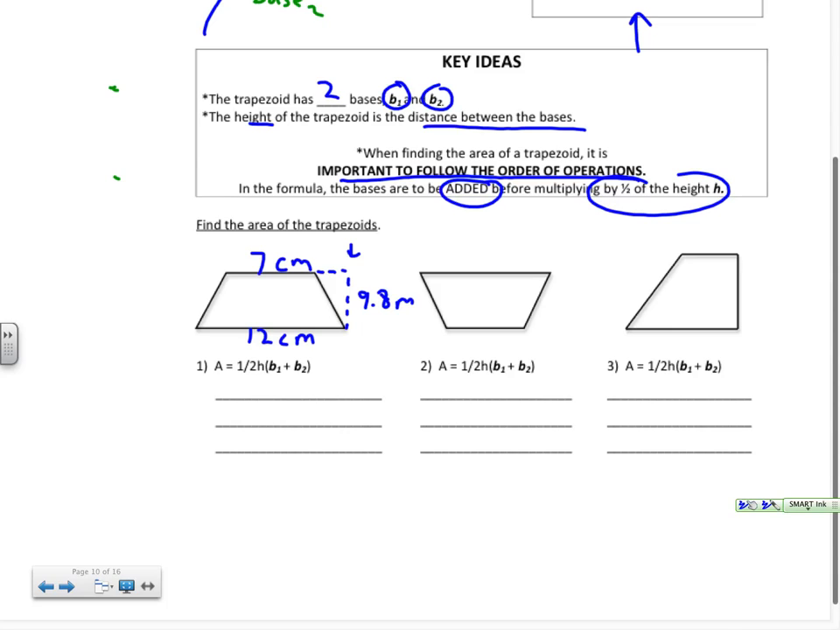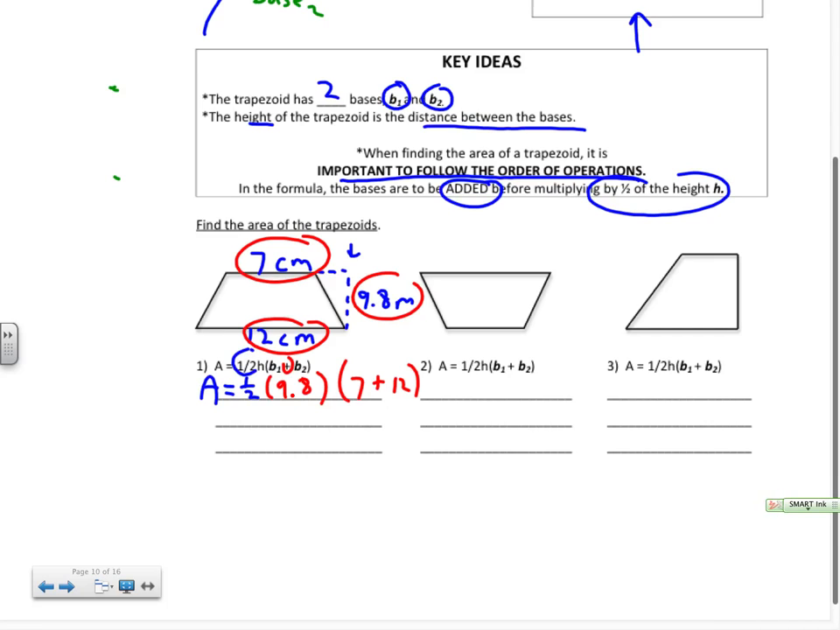All right, let's start using our formula, plugging in the appropriate numbers for the variables. So capital A for area equals, keep your 1/2, bring it down, fill in the height, which I see is 9.8. So times, I'm going to use a parentheses to show times, base 1, which is 7 centimeters, plus base 2, which is 12 centimeters.